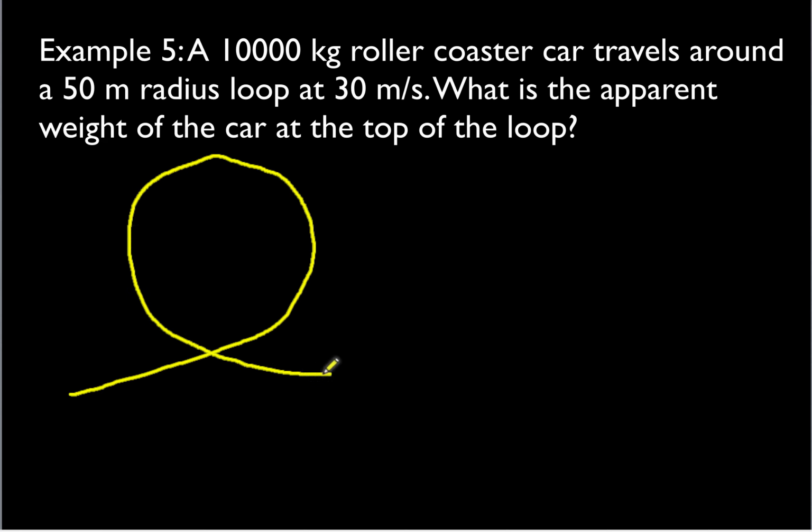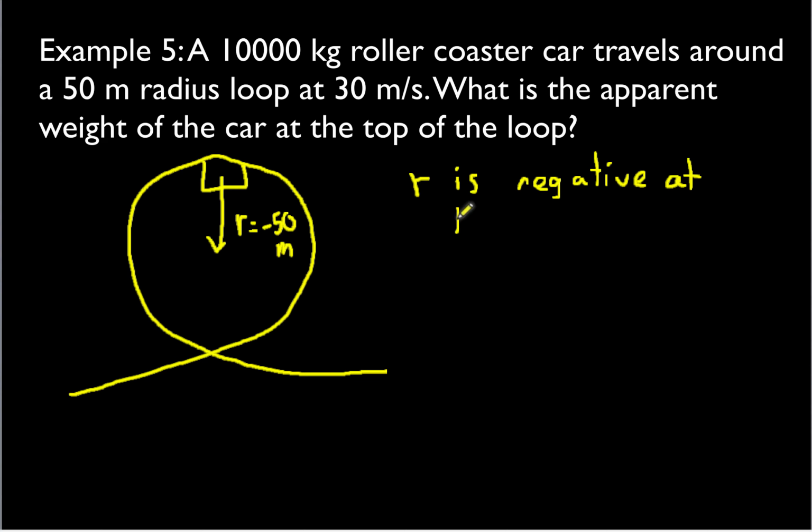So here's our roller coaster loop, and our car is at the top of it, which means the radius points towards the center of the loop. And that means it's a negative value, it's down. So the radius is negative at the top of a roller coaster loop.